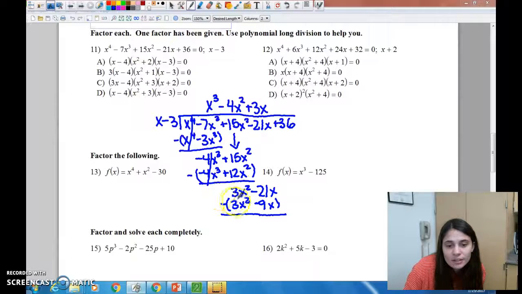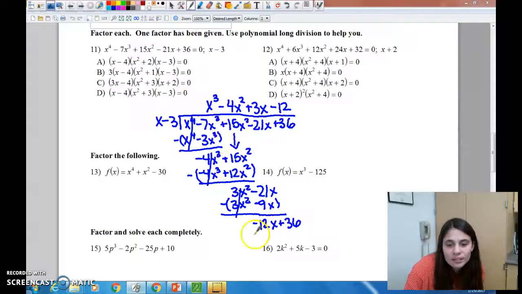3x squared minus 3x squared cancels to 0. Negative 21x minus a negative 9x. So negative 21 plus 9 is a negative 12x. And then I bring down my 36. And this should be my last time. So negative 12x divided by x is a negative 12.